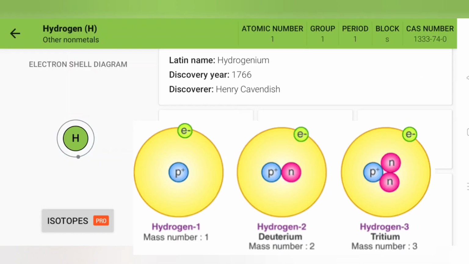Now discuss the isotopes of hydrogen. There are 3 isotopes of hydrogen: hydrogen 1, hydrogen 2, hydrogen 3. Hydrogen 1 is also known as protium, hydrogen 2 is known as deuterium, and hydrogen 3 is known as tritium. Mass number 1, mass number 2 and mass number 3 respectively.